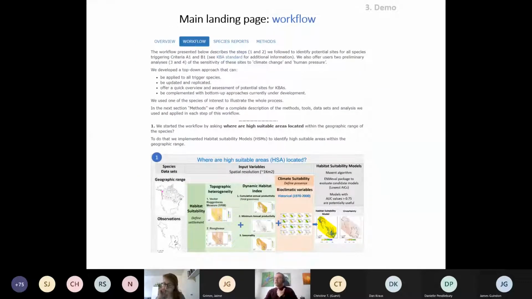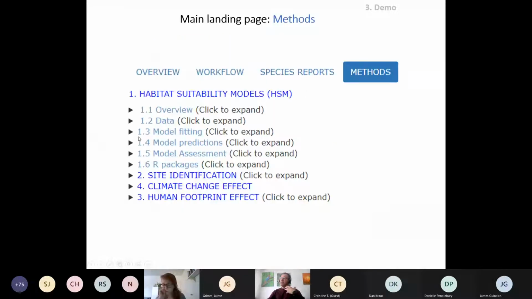We try to explain everything that we did in this process, going into detail about the process. And let me jump to the methods, because the methods basically explain in detail what we did in these habitat suitability models, site identification, and additional modules that we are working on right now.